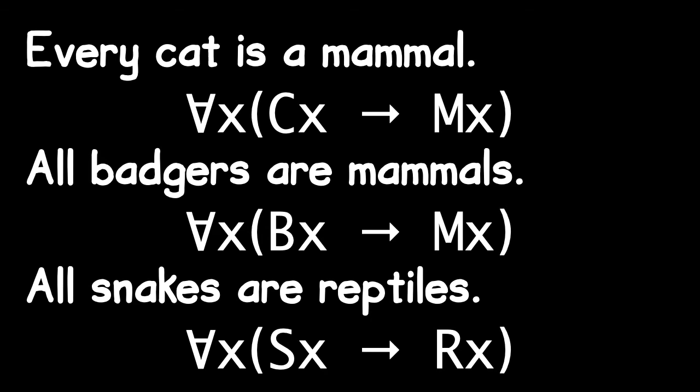Here are some examples of that pattern. We've already seen every cat is a mammal, which we translate as for all x, Cx arrow Mx. All badgers are mammals: for all x, Bx arrow Mx. All snakes are reptiles: for all x, Sx arrow Rx.